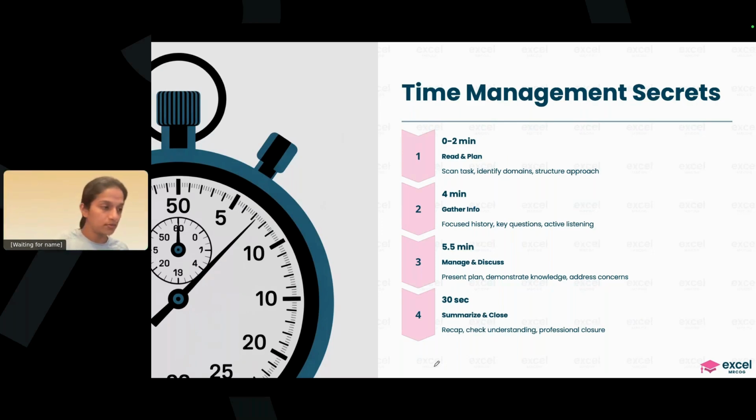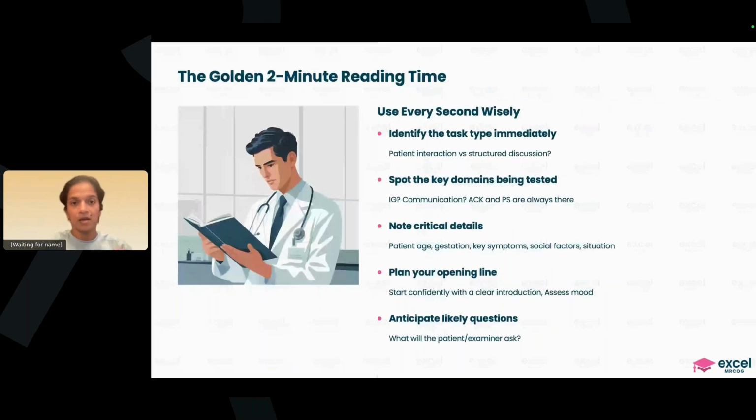Now, use every second wisely. When you are reading, first thing, as we discussed, I'm emphasizing again, identify the type, whether it is a patient simulated task or structured discussion. The first thing, spot the key domains. We have discussed this in detail and why. Critical details of the patient, of the situation, of the body of the task.